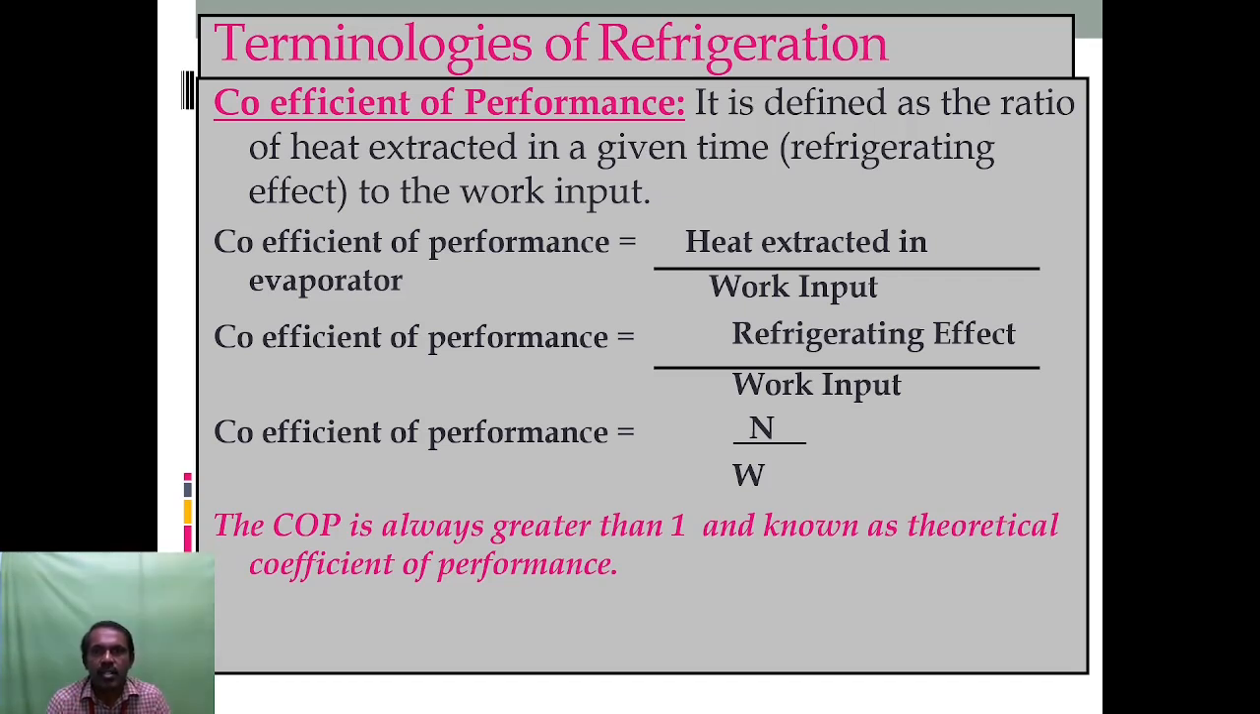Another term in refrigeration is the coefficient of performance. The coefficient of performance is the heat extracted from the medium relative to the work input. The system gains energy to release heat and cool the space. Finally, the coefficient of performance is the refrigeration effect divided by the work input, that is N divided by W.